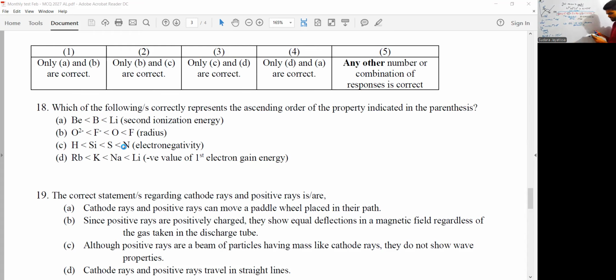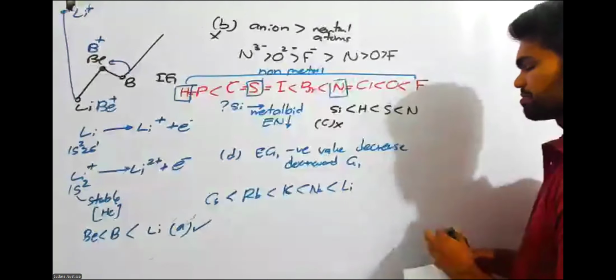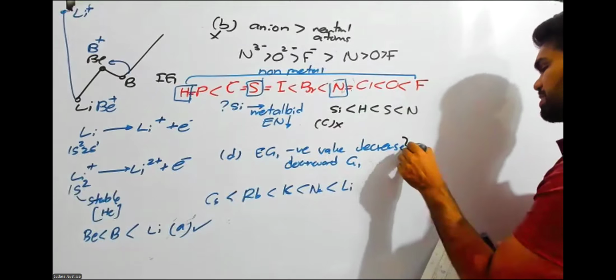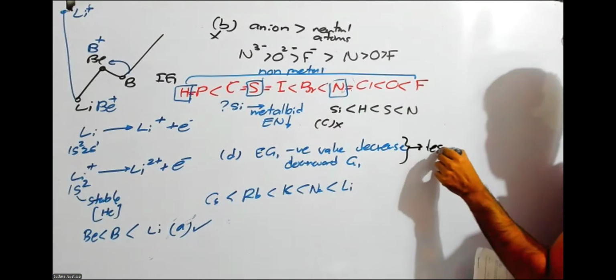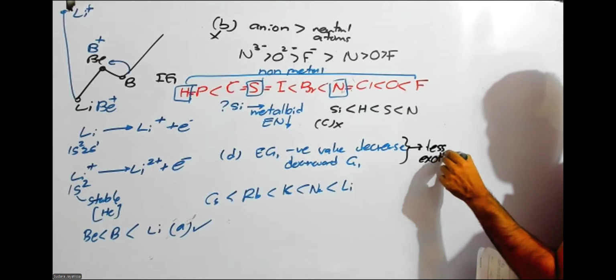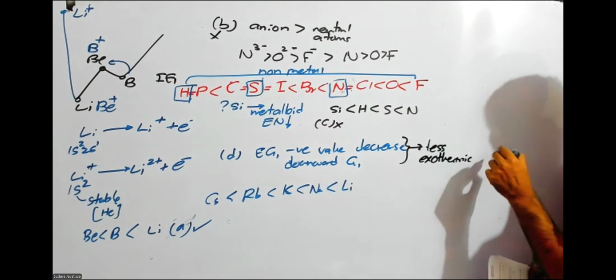Okay, so this value, this one is correct. So the highest negative value is there for lithium, sodium, potassium, rubidium, like that, you can take cesium. So why is it happening in that way? Why does the negative value decrease? Negative value means it is exothermic. So the negative value decreasing means it becomes less exothermic. Why does it become less exothermic?